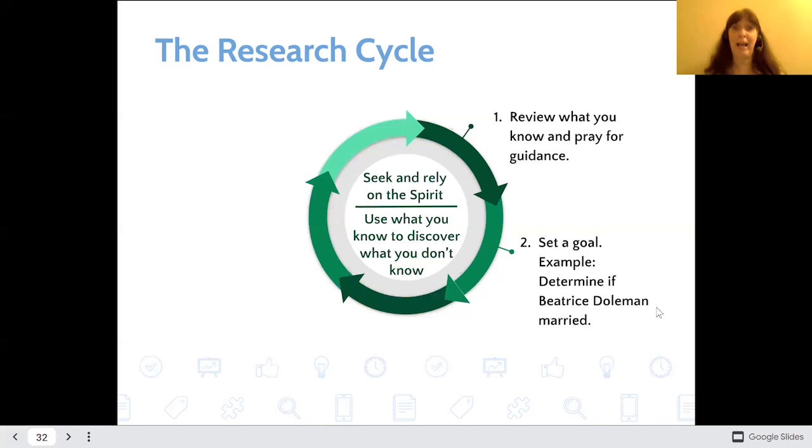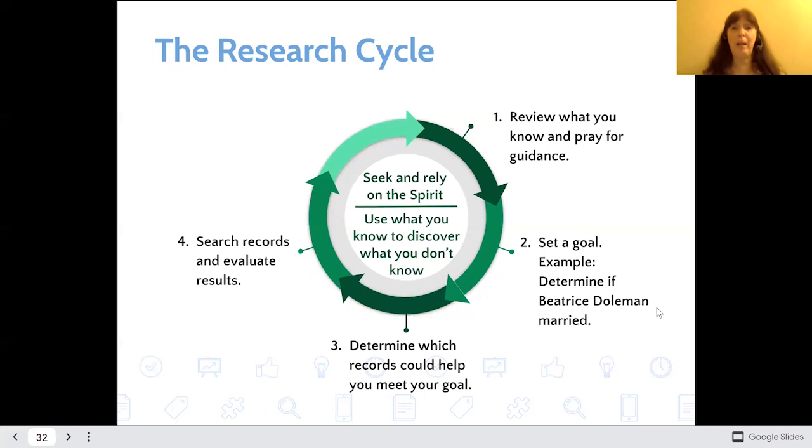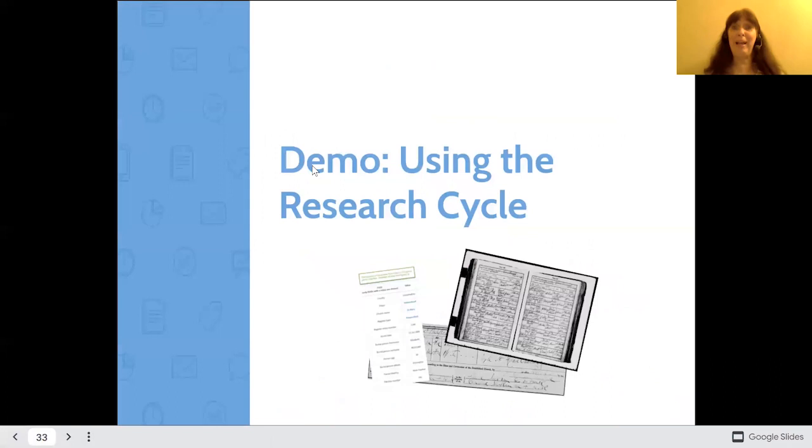And then once you've decided on your goal, you decide what records could help you meet the goal. You look in those records and you evaluate the results, and then you update Family Tree or your personal database, whatever it might be, and you attach sources. So let's do a demo of using the research cycle.